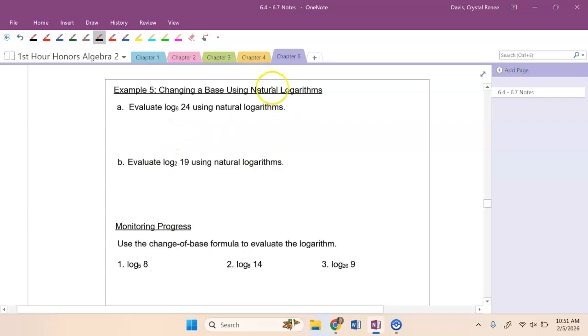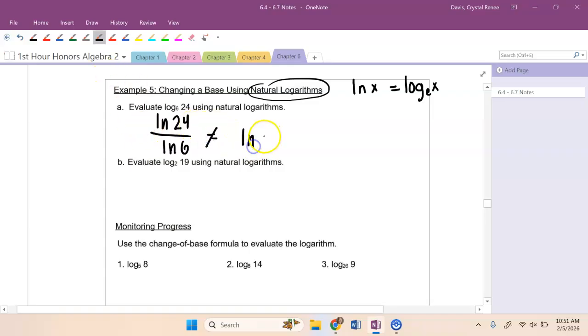And this is the same exact thing, but here, Big Ideas wants us to know we can use natural logarithms. And remember, natural logarithm is when we use the ln, which is the same thing as log base e of x. It's just kind of a shorter version to do it. So if we take log base 6 of 24, this is the same thing as natural log of 24 over natural log of 6. This is not equal to, guys, and don't write this down, natural log of 4. You can't take 24 divided by 6. That's not how this works.